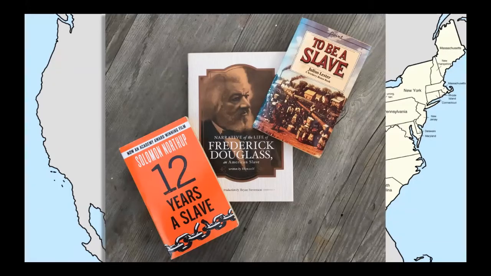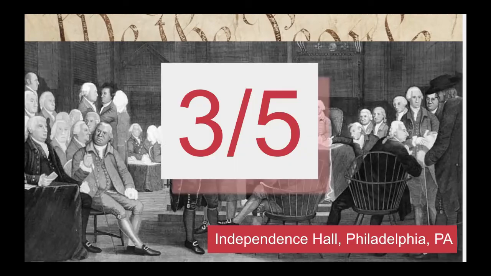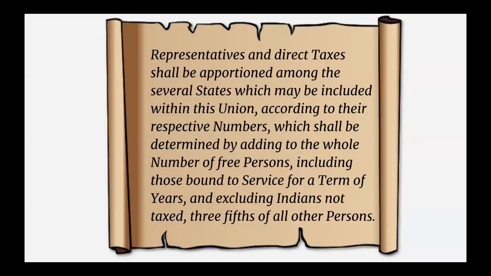Delegates from the North and South argued about the counting of enslaved people at the Constitutional Convention, finally agreeing to the infamous 3/5 compromise. Slaves would be counted in each census, but only 3/5 of the slave population would be included in a state's total population for the purposes of determining representation and taxation, effectively counting each slave as only 3/5 of a person.